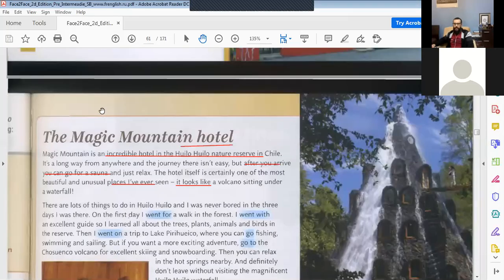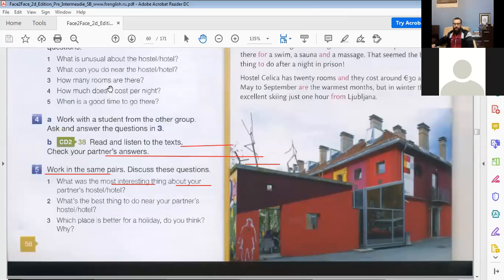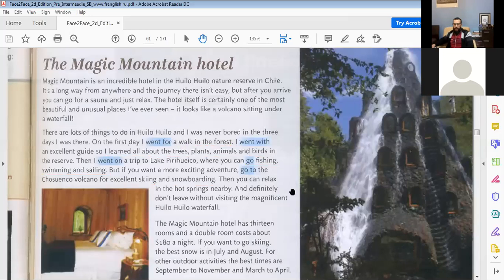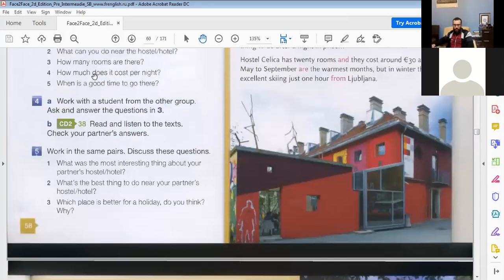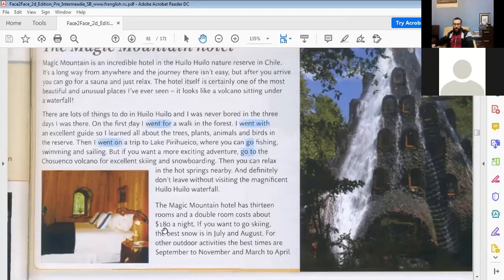Okay, and it says here, how many rooms are there in this hotel? How many rooms? 113. 113? No, 13. 13, yeah, it's just 13 rooms. And what about the cost per night? Because they want you to talk about the cost per night. $180 a night.